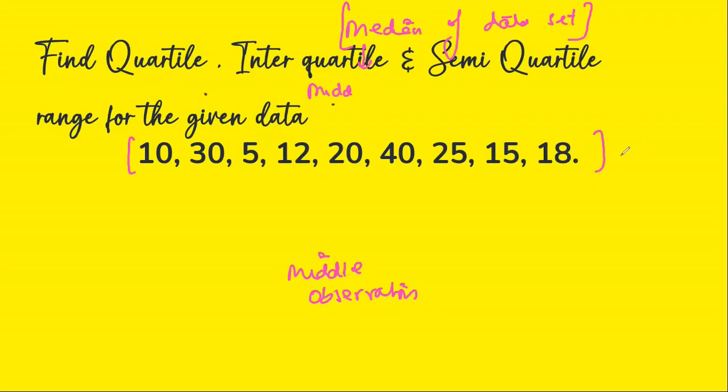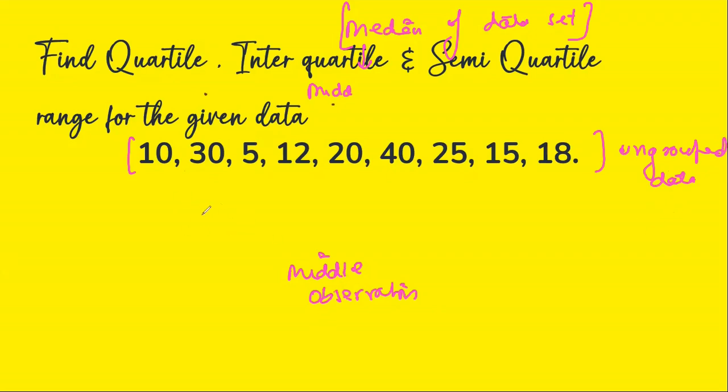This type of data is called ungrouped data, because the raw values are given to me. Some terms are given to me, and you just have to find the middle value or the quartile or the interquartile range or semi-quartile range and so on. So this is ungrouped data.